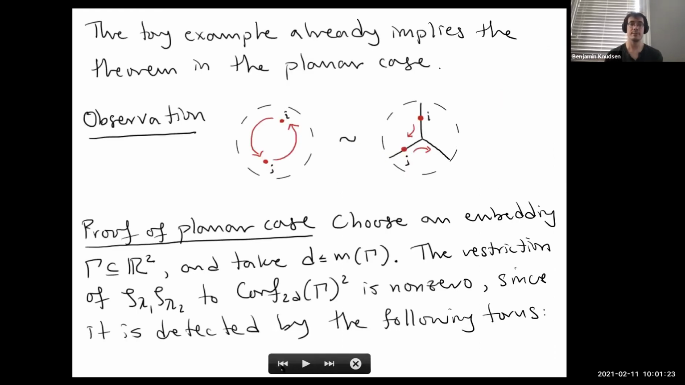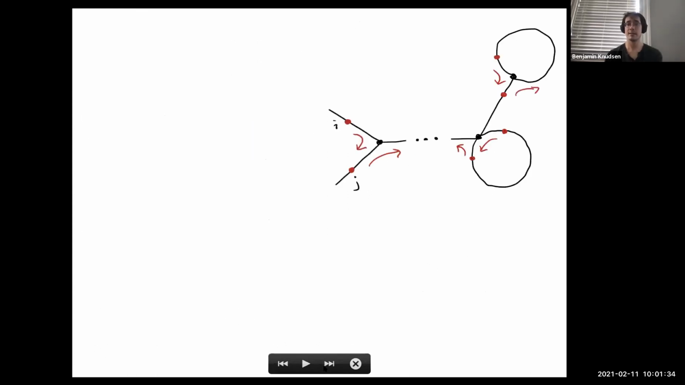And then by this observation, the fact that two antipodal particles orbiting is homologous to two particles orbiting by passing through an essential vertex, we see that the previous torus has the same fundamental class as this torus. And therefore, that torus detects the restriction of zeta lambda 1, zeta lambda 2 to the configuration space of the graph.